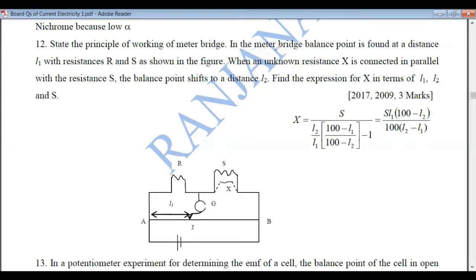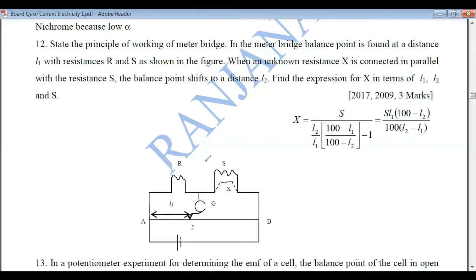The next part: in the meter bridge, the balance point is found to be at a distance L1 when the resistances R and S are connected as shown in the figure. So when R and S are connected in the two gaps, the balancing length is L1. Now an unknown resistance X is connected in parallel with the resistance S, and the balance point shifts to a distance L2. Here you have to find the expression for X in terms of L1, L2 and S.